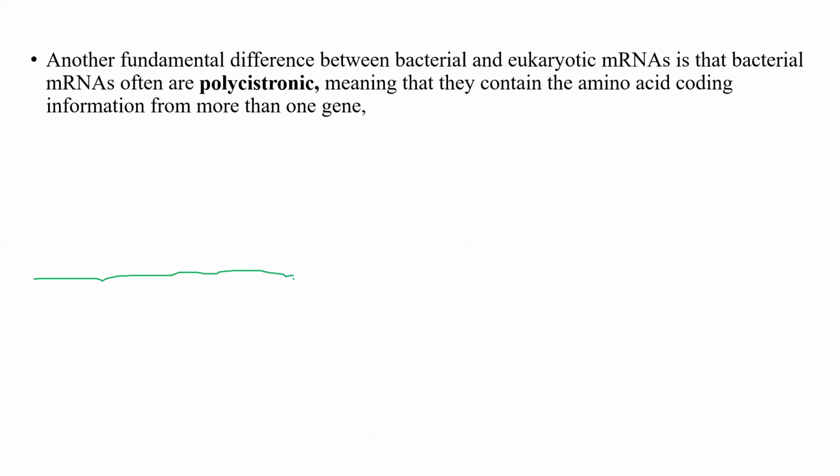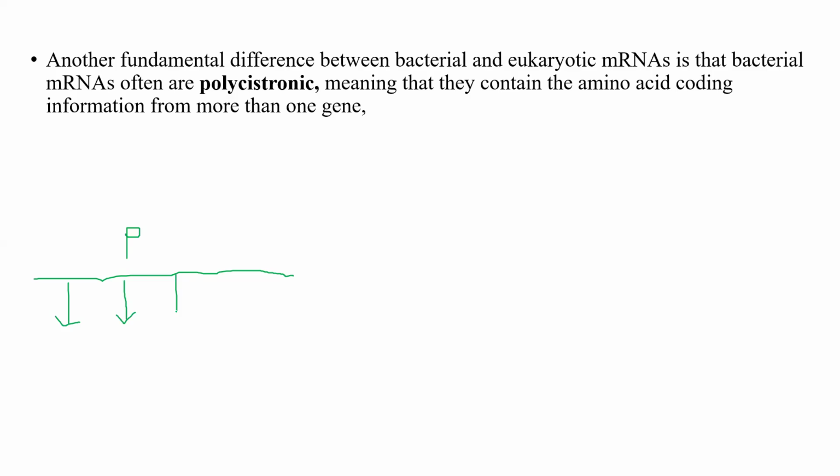Let's say this is a bacterial mRNA and it's a polycistronic mRNA. It has amino acid coding information from more than one gene. So let's say 3 or 4 genes have been transcribed together, giving rise to this transcript or mRNA, which is polycistronic. And this mRNA has the amino acid coding information for those 4 genes, which means it can code for 4 polypeptides or proteins.